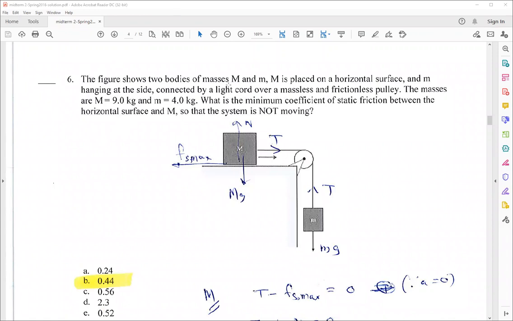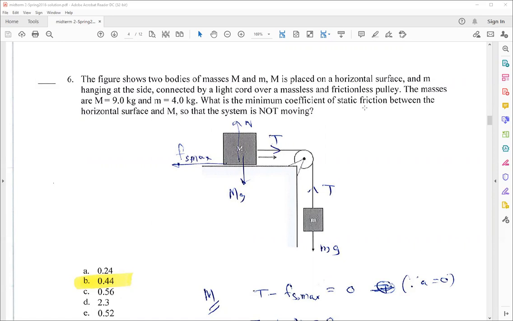The figure shows two bodies of masses capital M and lowercase m. The big block, capital M, is placed on a horizontal surface, and the smaller mass, lowercase m, is hanging at the side, connected by a light cord over a massless and frictionless pulley. The masses are 9 kilograms and 4 kilograms.